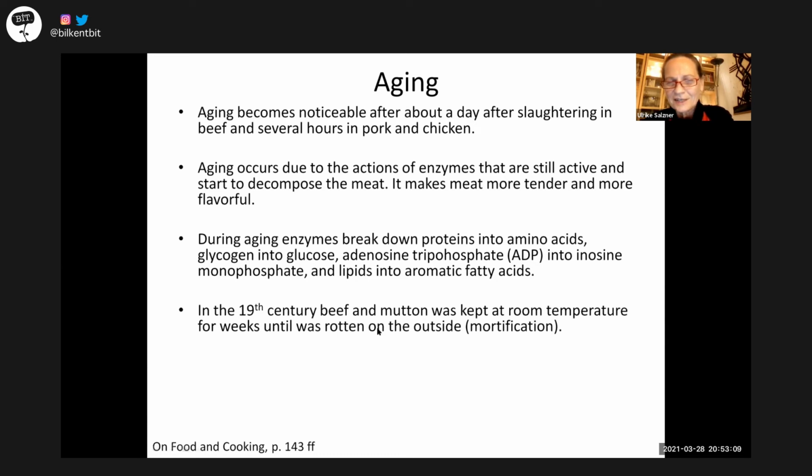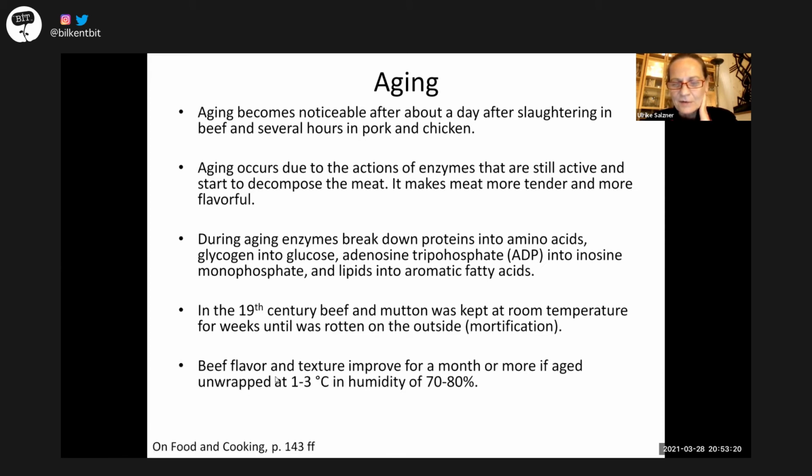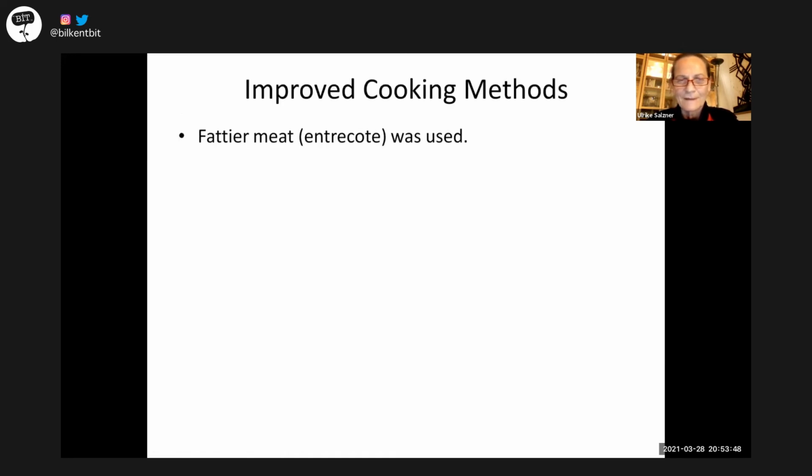In the 19th century, they left the meat for a month at room temperature until it was stinking, and they called it mortification. It was really a fashion to do it. Nowadays, what is done to very good meat is it is kept at 1 to 3 degrees. This prevents growing of bacteria because it's even colder than a refrigerator. And you need high humidity so that it doesn't dry out. Then it can hang for a month or longer. This meat is much, much better than fresh meat. If you buy well-aged meat, you pay a lot more for it in Europe. I don't know whether you can get it in Turkey.